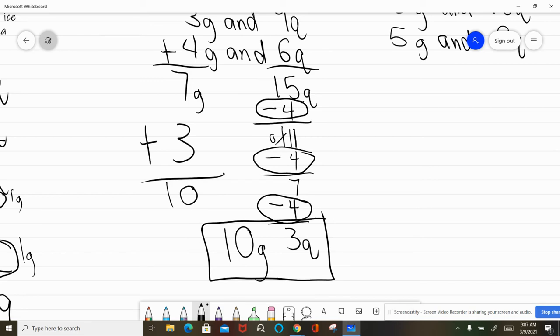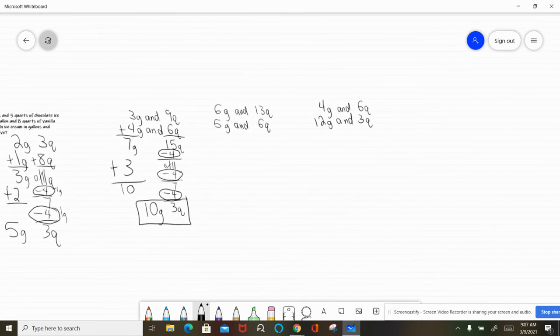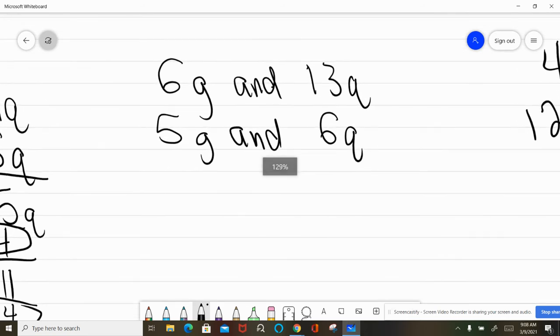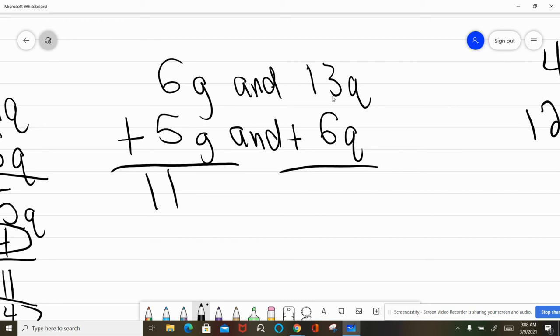Okay, pretty easy. Let's do one more together and see if you can do the last one on your own. And this is what you're going to do for the exit ticket today. So we have 6 gallons and 13 quarts plus 5 gallons and 6 quarts. So let's go ahead and add them. That's 11 gallons. And then let's add the quarts. 6 plus 3 is 9. 1 plus 0 is 1. So we have 19 quarts, 11 gallons.